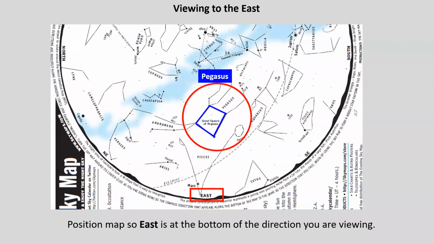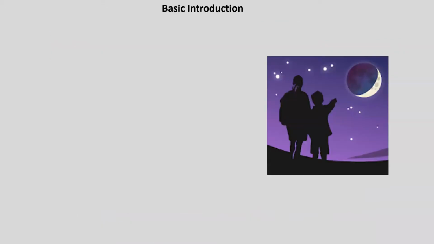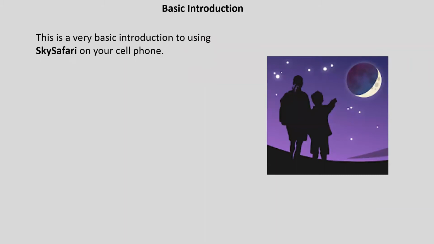And just above the little east block there, you can see Mars, which shows up real well. It's a reddish color. That will be no problem. You'll be able to see that in the eastern sky. So, kind of a basic introduction. That's what I'm planning to do here, is give you some basic information on how to use your cell phone.